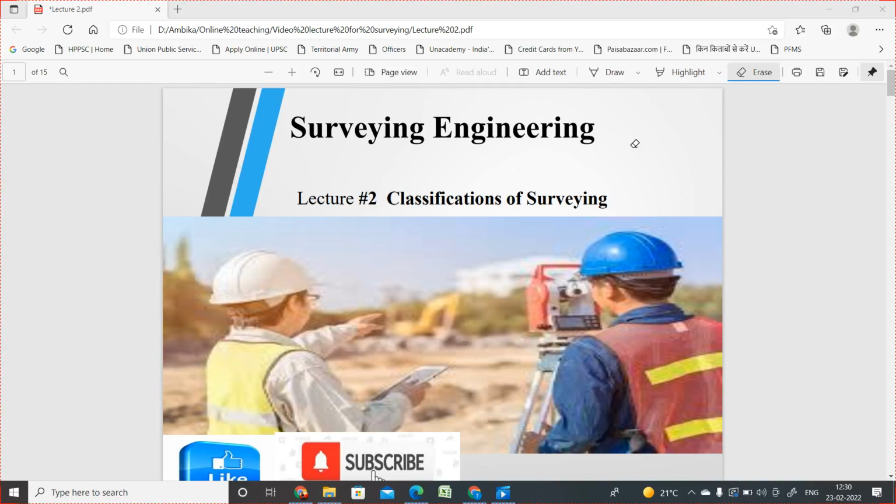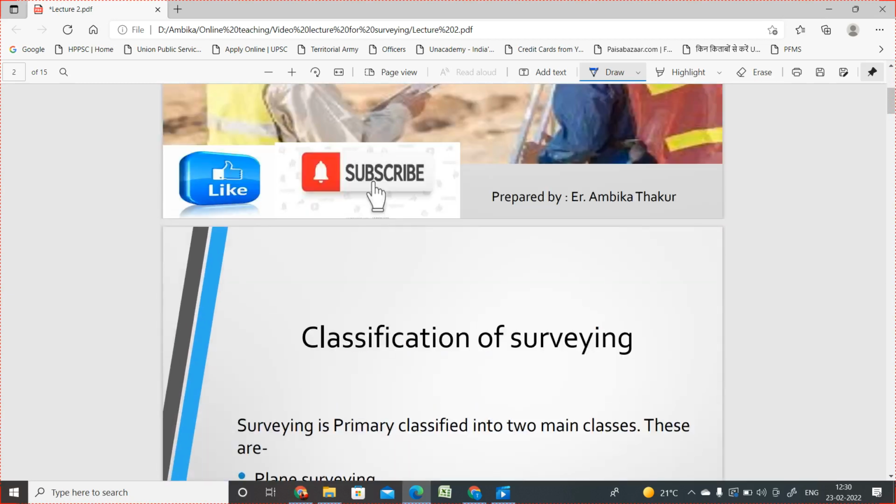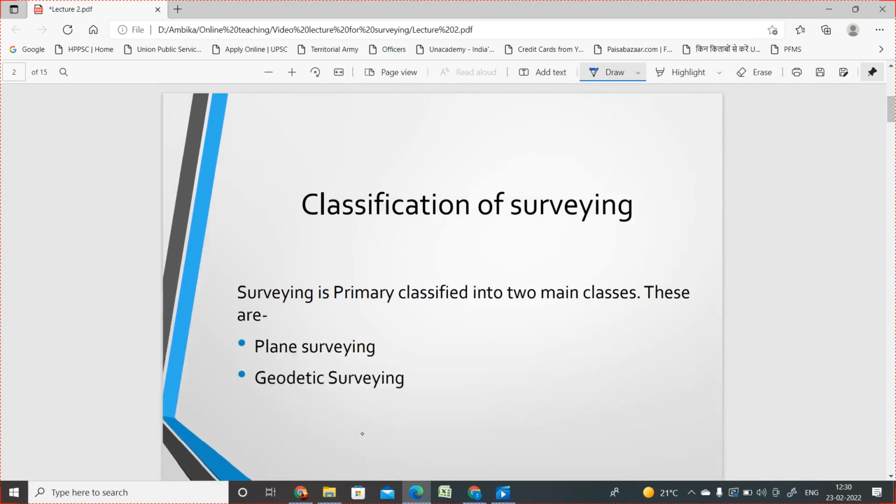Today I will start with lecture 2, that is classification of surveying. When we talk about surveying, basically surveying has two main classifications, the primary classifications. The first one is plane surveying and the second one is geodetic surveying.